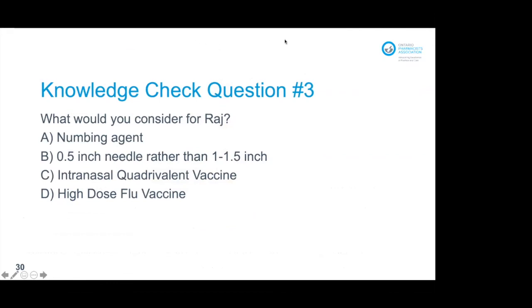So in Raj's case, what would you consider for him? Do you feel that Raj would benefit from having a numbing agent? Do you feel that Raj would benefit from having a 0.5-inch needle rather than a 1 to 1.5-inch needle? Would he benefit from having an intranasal quadrivalent vaccine rather than a regular vaccine, a standard quadrivalent vaccine? Or would he benefit from a high-dose flu vaccine just because he wants to protect himself a little bit more?